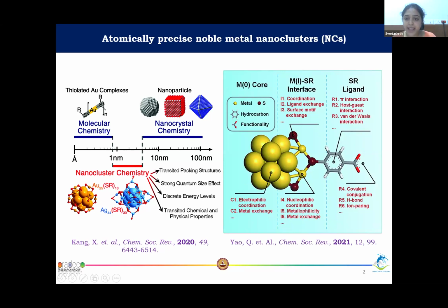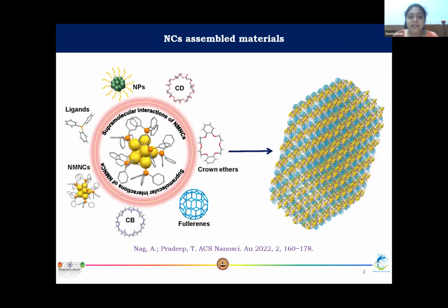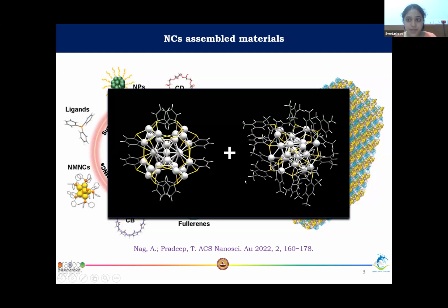Some of the active sites present in a nanocluster are, the outermost, the ligand shell, then in between, the metal-ligand interface, and finally, in the core, the metal core, through which a nanocluster interacts with other molecules. Nanoclusters can interact with different ligands, nanoparticles, cyclodextrins, crown ethers, fullerenes, cucurbiturils, and other nanoclusters to form different cluster-assembled materials. Today, we will be discussing one such interaction, intercluster reactions, which happen between two nanoclusters.